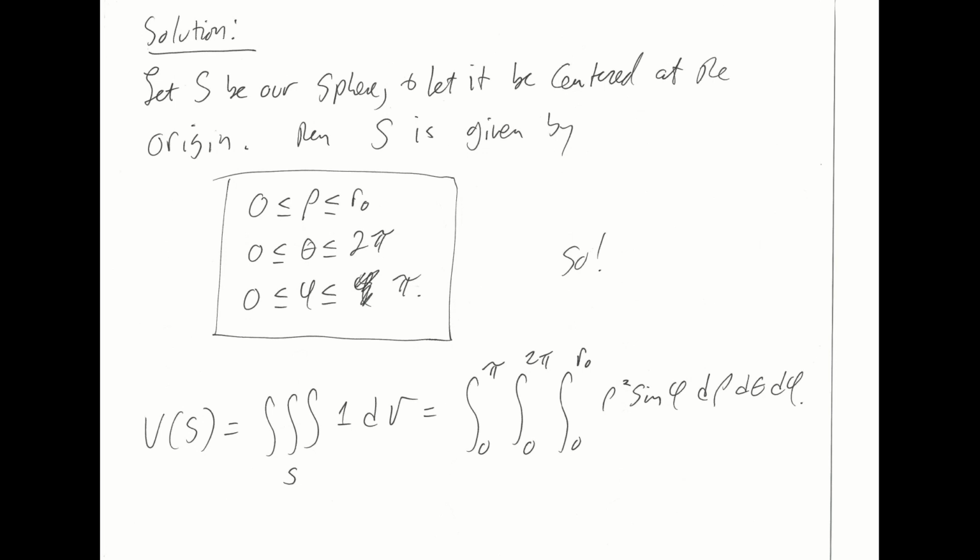Now we know that the volume of the sphere will be the triple integral of constant integrand 1 over the sphere, and I can write that triple integral as an iterated integral in spherical coordinates. I introduce a rho squared sine of phi term into my integrand as part of the dV expression. My bounds for rho are 0 to r naught, for theta 0 to 2 pi, and for phi 0 to pi, just as stated above.